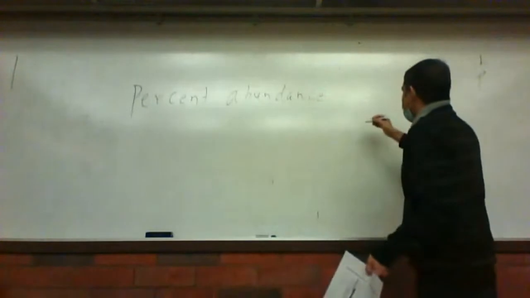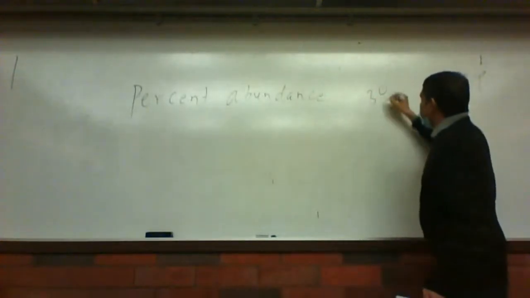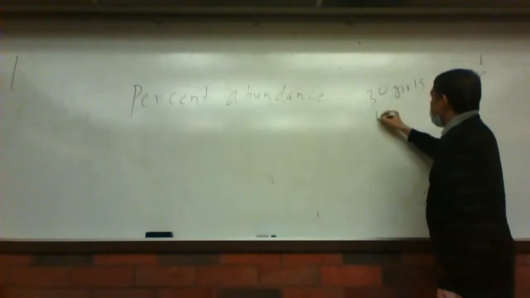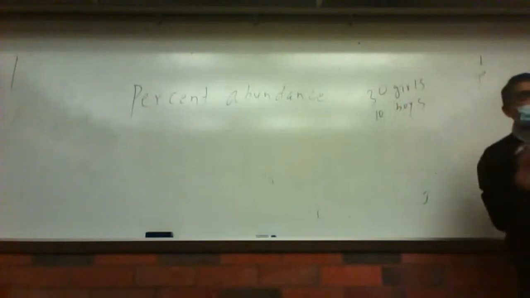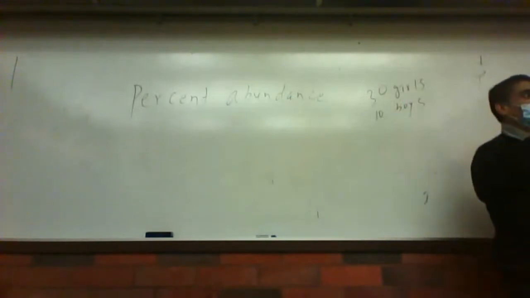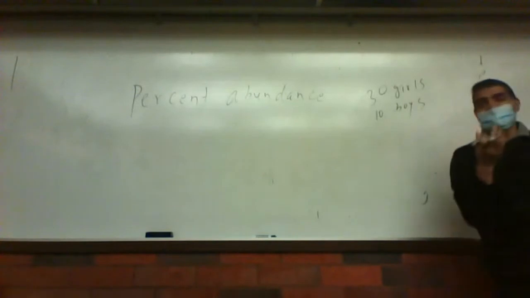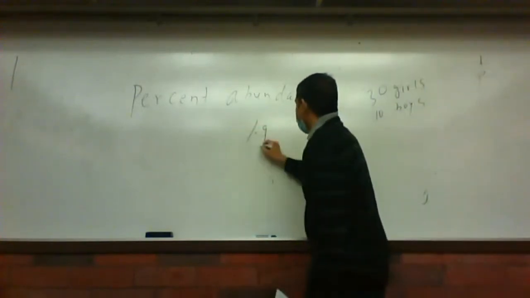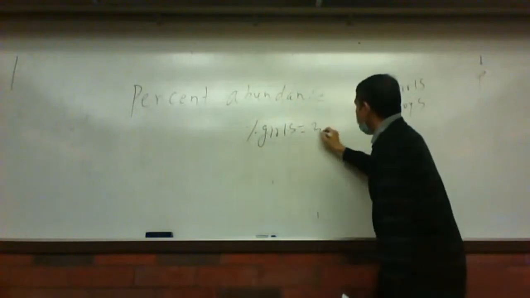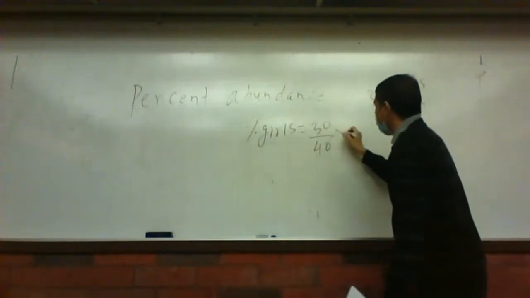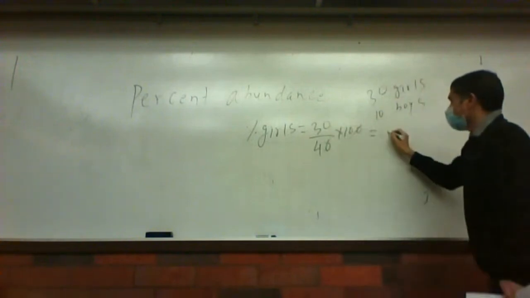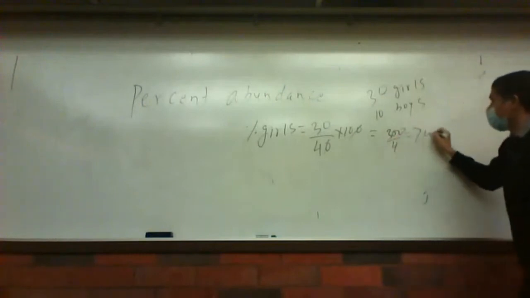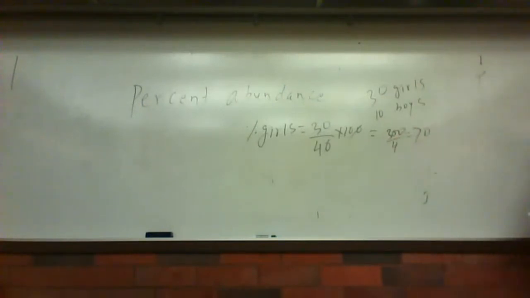Yeah. So let's say in our class there are 30 girls and 10 boys. So we have 40 students here in our class. So what is the percentage abundance of girls and what is the percentage abundance of boys, right? So we just want to calculate the percentage. So percentage of girls would be 30 girls divided by the total, 30 plus 10, 40, multiplied by 100. So this will give you approximately 75% are girls. So that's the percentage abundance of girls in this room. I mean, in our class, yeah?